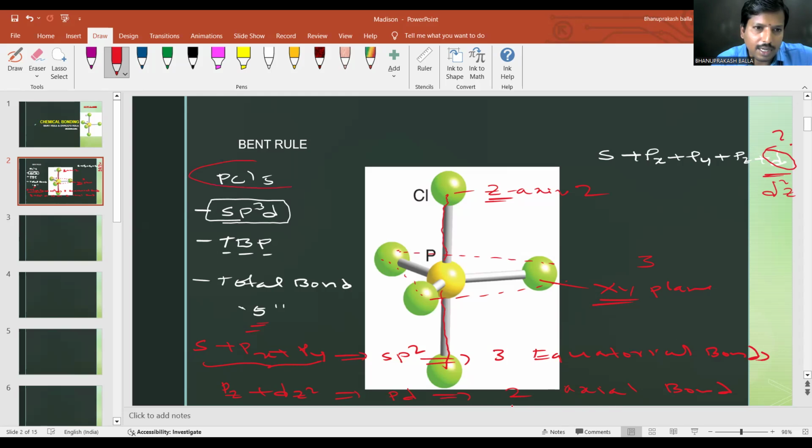In the PCl5 molecule, it undergoes sp3d hybridization. It is trigonal bipyramidal. In the trigonal bipyramidal shape, a total of 5 bonds are present. Out of 5 bonds, 3 bonds are equatorial bonds and the remaining 2 bonds are axial bonds. These three equatorial bonds are formed by overlapping of the s orbital, px orbital and py orbital, that is sp2 like. The remaining two are perpendicular to the xy plane, along the z axis. These two will be axial bonds.